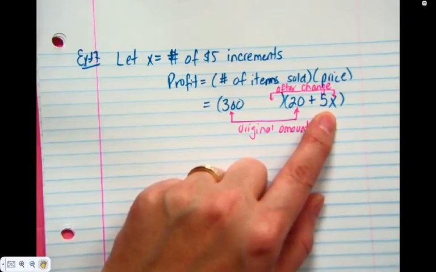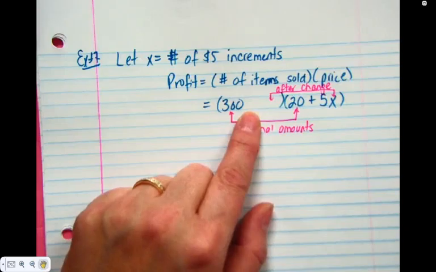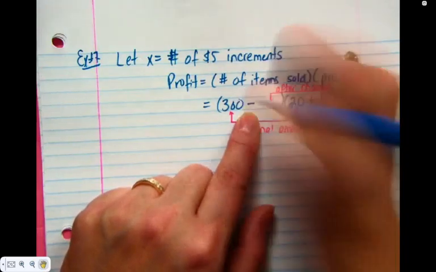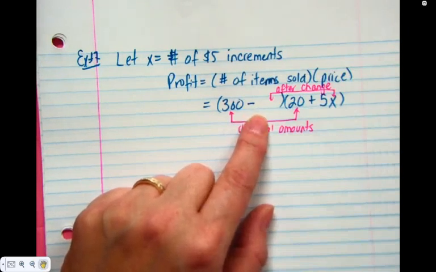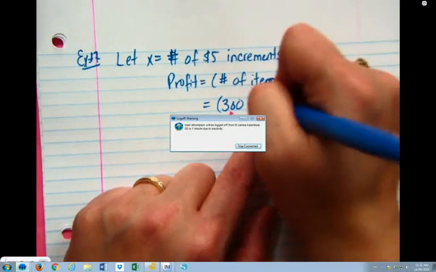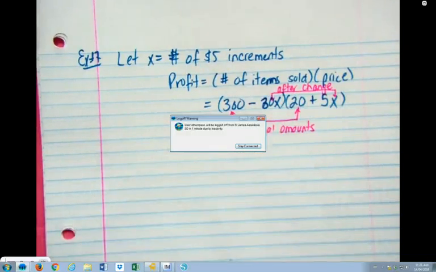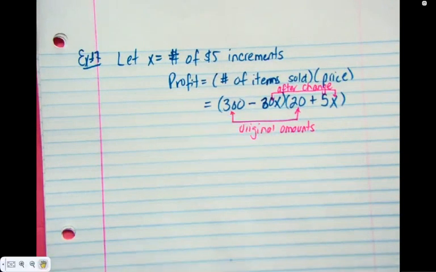In the number sold, what happens because we raise the price by $5? Does the amount sold go up or down? So it's a subtraction. How many fewer people are going to buy? 20. Was it 30 or 20? 30. Thank you. How many times? X. These will always work this way. The original numbers will go in the front, the changes go in the back, and the X is always in the second half of each binomial.